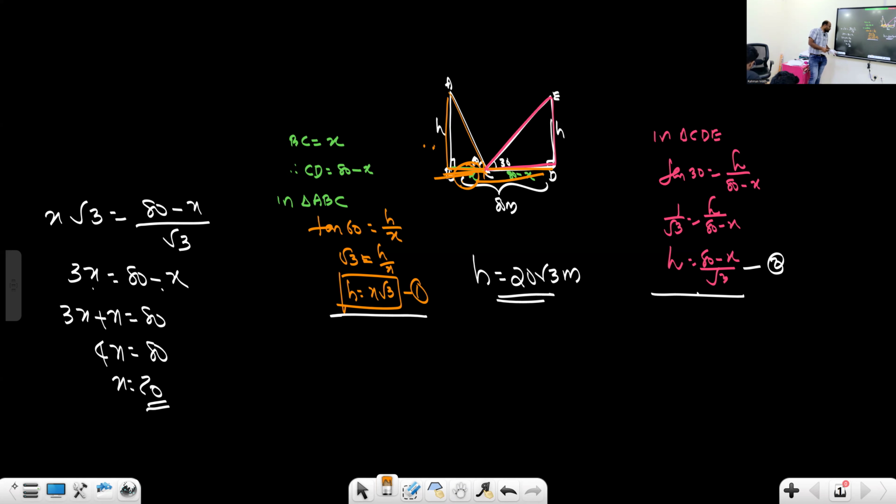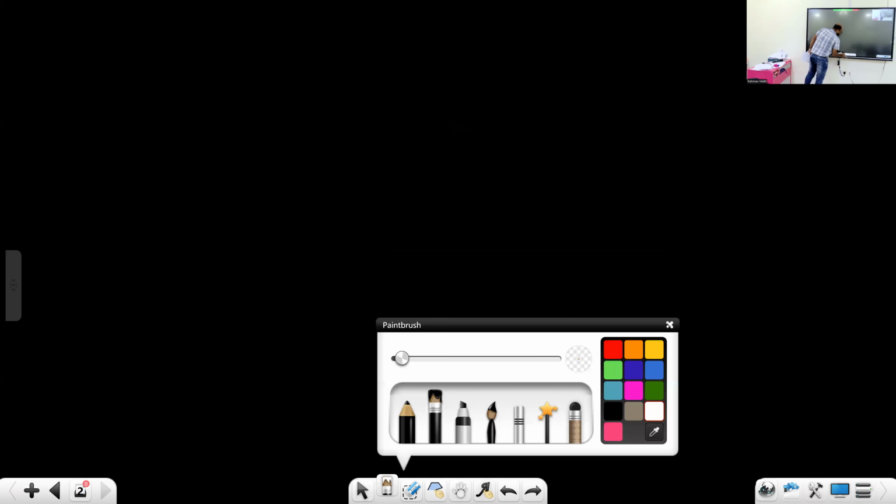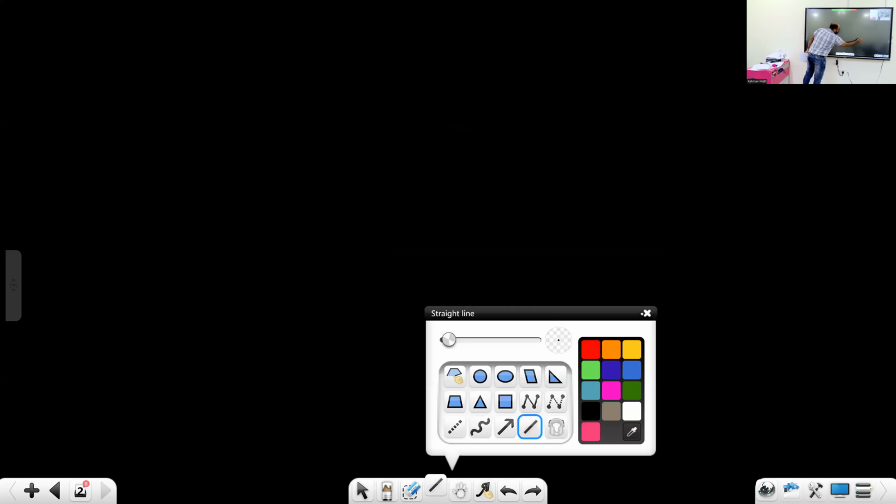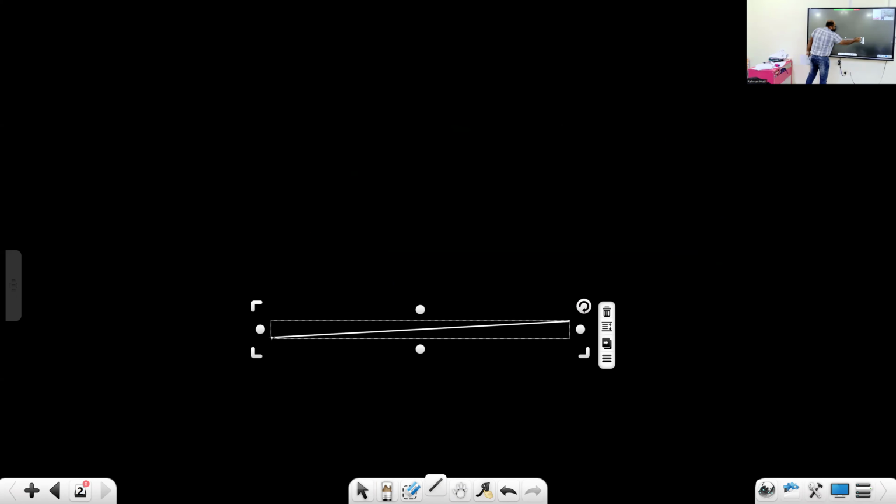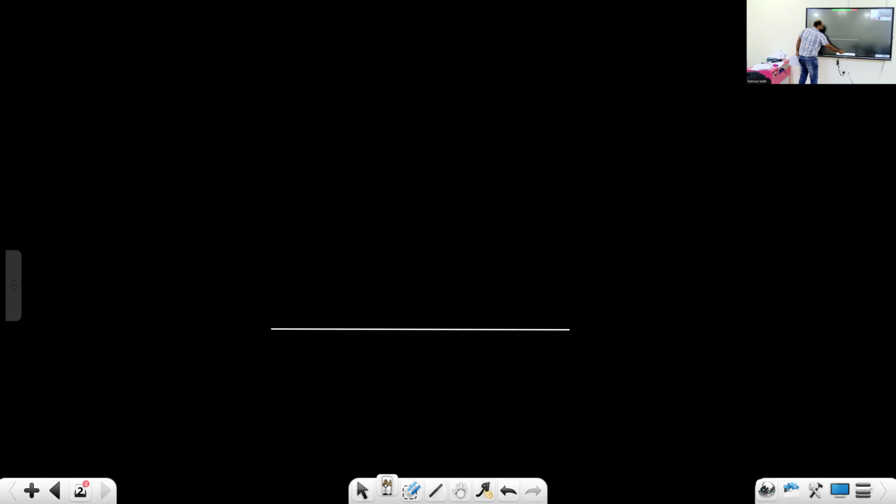Read the question and understand the question. From a window which is h meter above the ground. See, first initially we have to identify this is the ground. From this ground, how much meter above? h meter above. So this will be h. There is a window, for example, we can consider this window. From the ground, h meter above, there is a window.